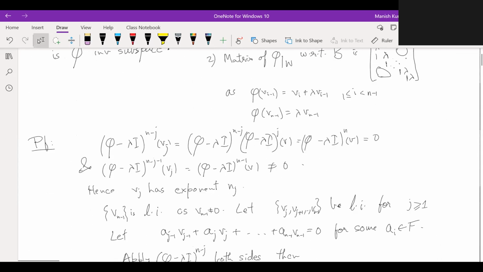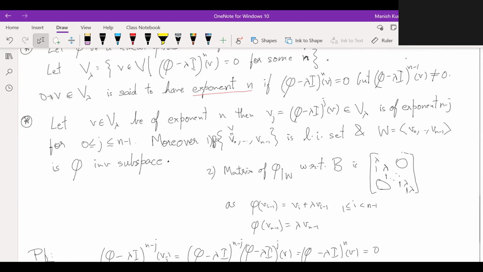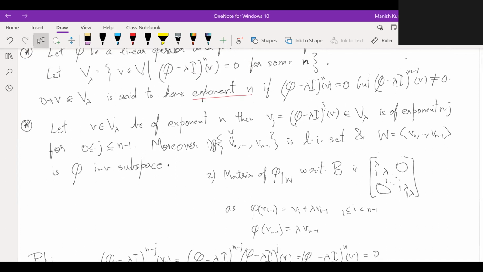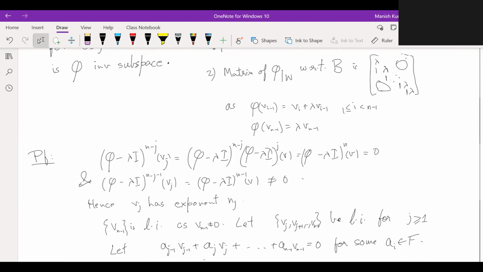Actually phi of V0 is not V1; phi minus lambda I of V0 is V1. So let's prove this formula, and from this formula we'll get that W is a phi invariant subspace, because phi of V0, phi of V1, and so on, up to phi of Vn minus 1 will all lie in W. This formula we already saw.